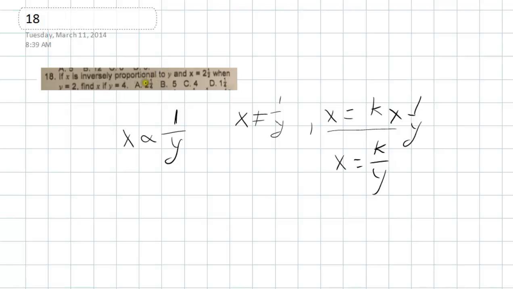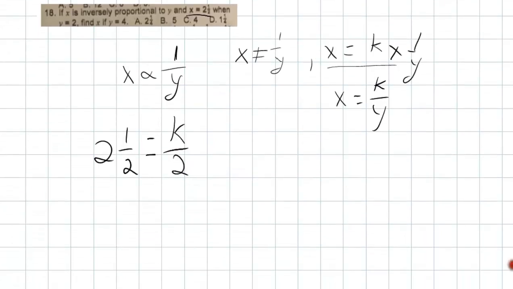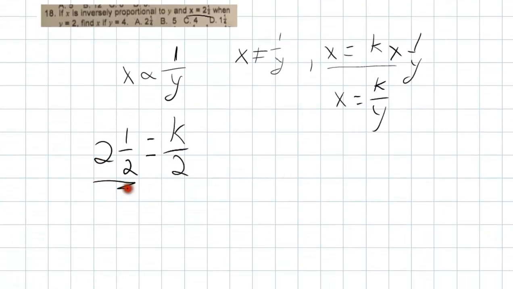Okay, so x is equal to 2 and 1/2, and then I'm going to write my k, I don't know what that is yet, and this happens when y is equal to 2. Okay, so now I'm just going to solve for k. And the way you want to do this is, first off, you want to change this number into a fraction, a top-heavy fraction, sometimes what we call it.